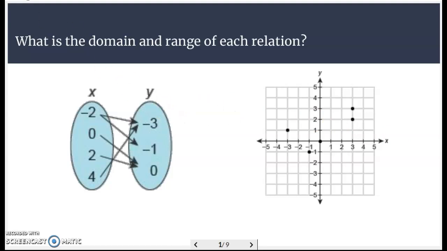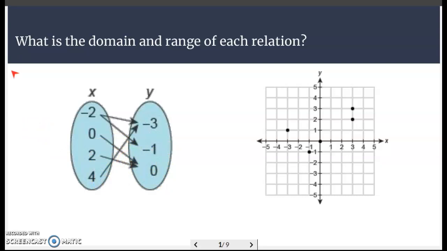What we have here is two relations, and a relation is simply a set of ordered pairs. This is a mapping diagram. We can see we have x values going to y values, which means they're paired with them. So we could list these as ordered pairs: (-2, -3), (-2, -1), (0, 0), (2, 0), and (4, 0).